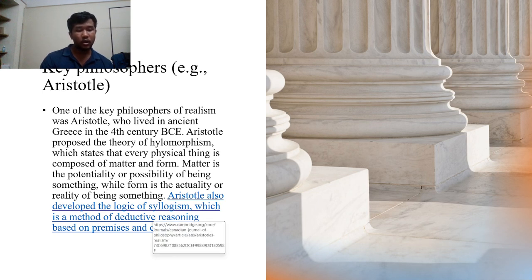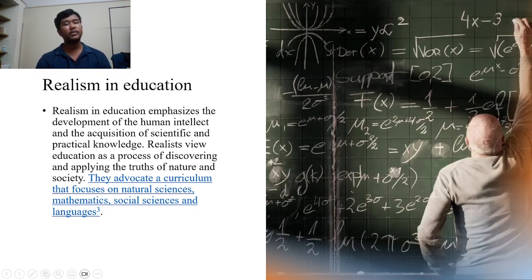Aristotle also developed the logic of symbolism. This is known in paper one. We can talk about that. Realism in education emphasizes the development of the human intellect and acquisition of scientific and practical knowledge. How does this come? You have to do practical work, and then you will get the final solution, right? For example, a scientific experiment: how water is formed, hydrogen and oxygen, right? Water is formed, so you can do the experiment and prove it. This is realism. So you can develop scientific temper and practical knowledge within the learners.